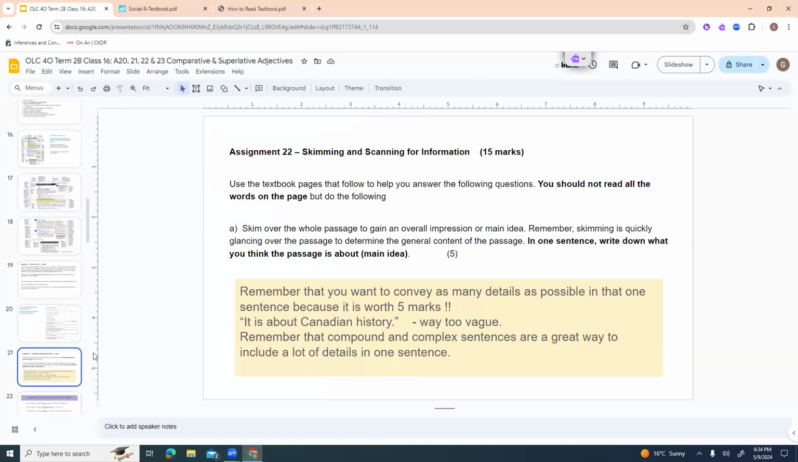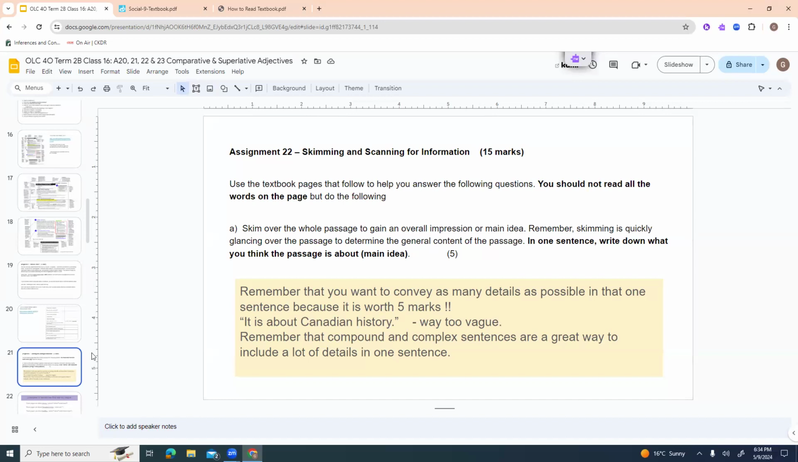Okay, so this is why we're doing these assignments together, because they're all really, really similar. And they're nice, quick assignments. You can whip through about 3 or 4 assignments really quickly on this particular one, once you get the hang of it. Okay, so here we're back to talking about skimming and scanning for information again. This is another 15-mark one. Okay.